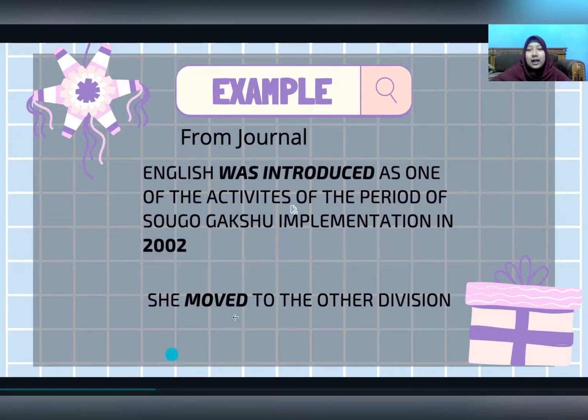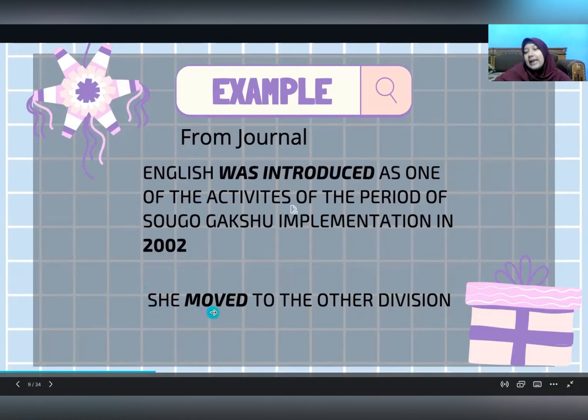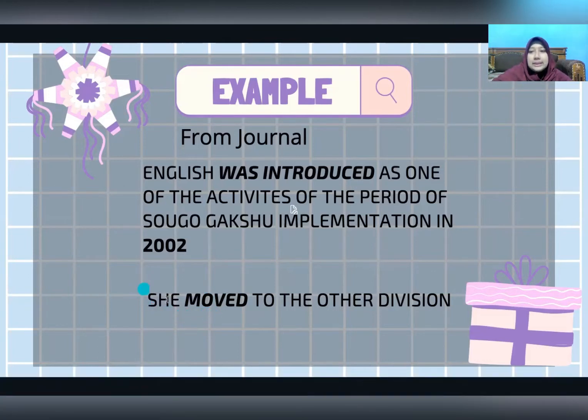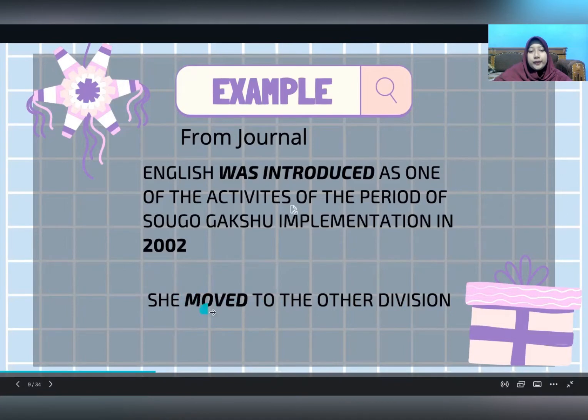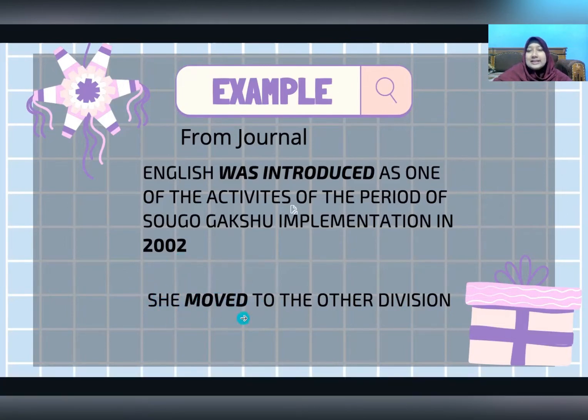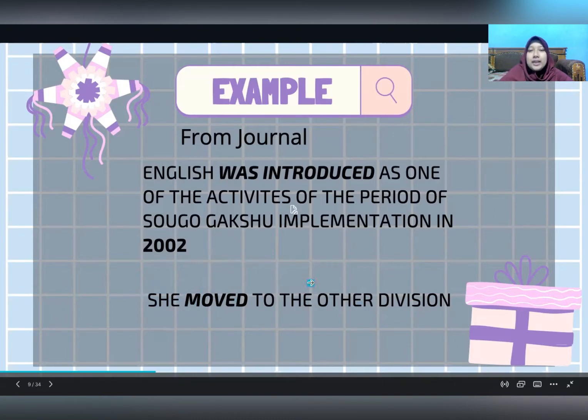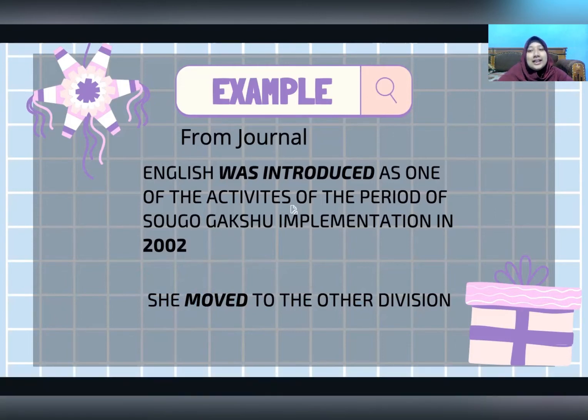But here I have one example for the simple past tense: She moved to the other division. She moved, where moved is verb 2. So the sentence explains the past event of her. So that's the discussion about simple past tense. I will go to the next one.